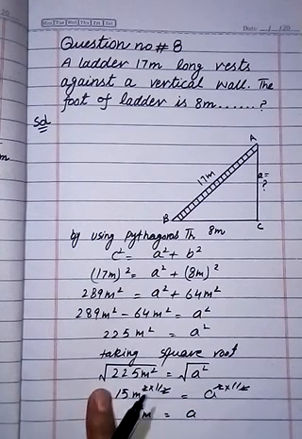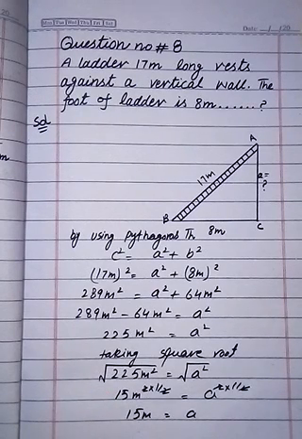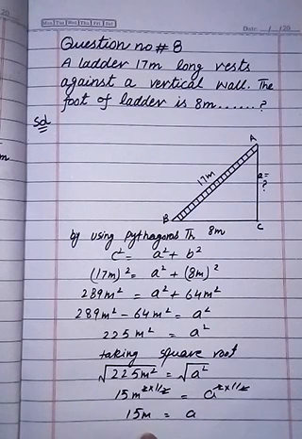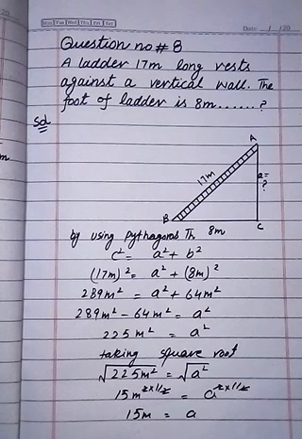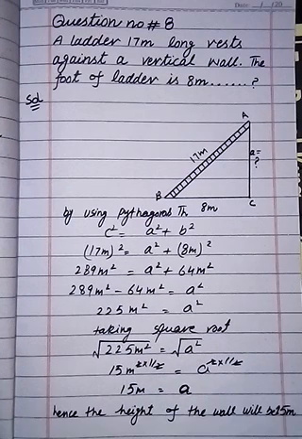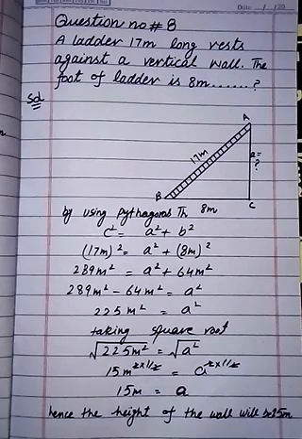When you remove the square root, you have to put both signs, plus and minus, but you have to calculate the height here, and length and height cannot be negative, so this is the answer. Hence the height of the wall will be 15 meter. That is the answer. I hope you understood the concept of Pythagoras theorem. Allah Hafiz.